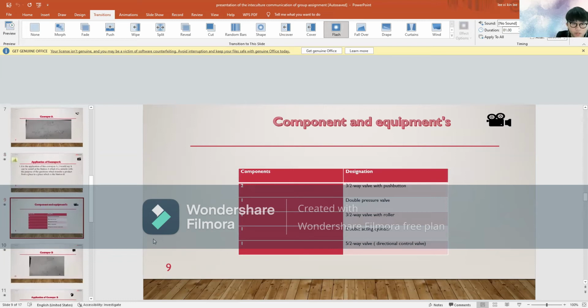So these are the components and equipment needed for the circuit that we just finished. We need a 3/2-way valve with push button, one double pressure valve, one 3/2-way valve with roller to act as a sensor, a double acting cylinder, and a 5/2-way directional control valve.